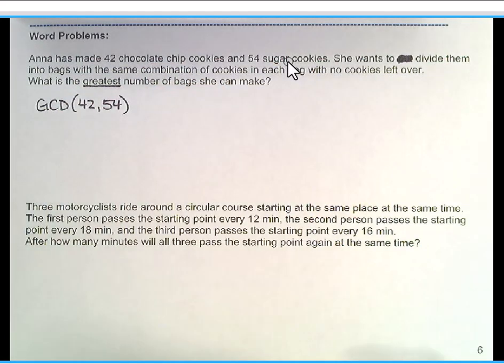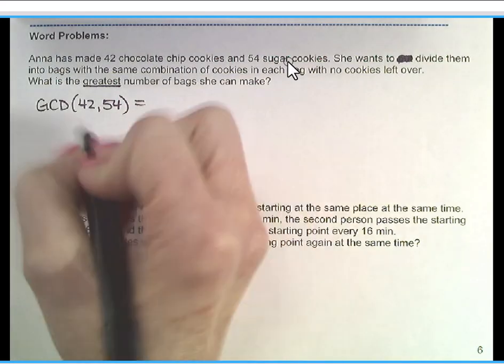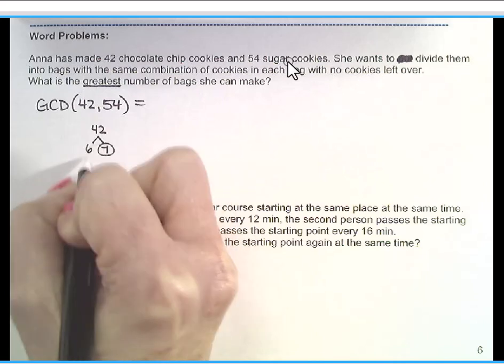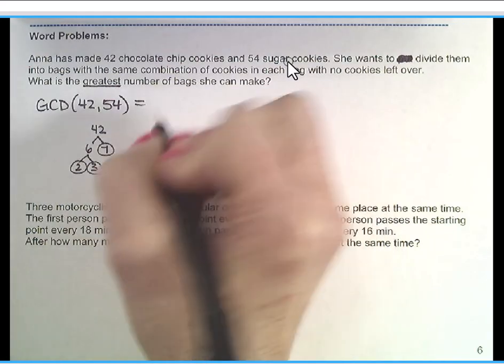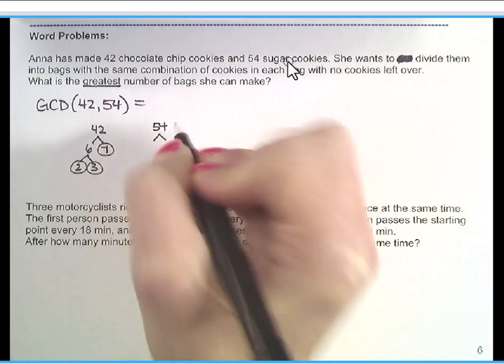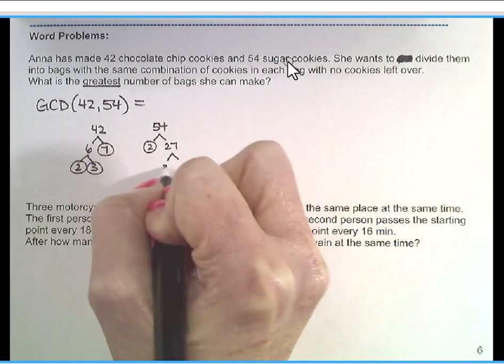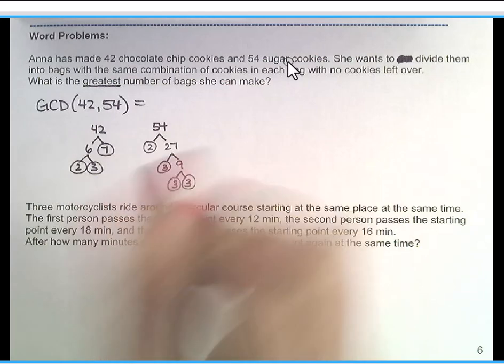And throughout this section, you've learned a whole bunch of methods for how you can find it. So you can use prime factorization, you can do division by primes, you could draw a Venn diagram. There's a lot of ways to do it. I think for this one, I'll do prime factorization. So 42 is 6 times 7, 6 is 2 times 3. I'm just going to knock out some quick little factor trees. 54 is 2 times 27. 27 is 3 times 9. 9 is 3 times 3.